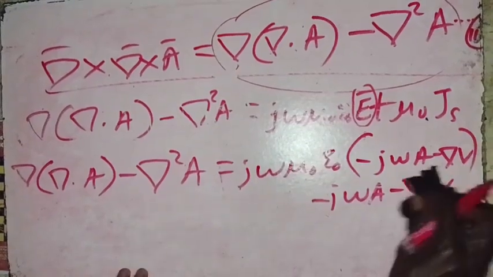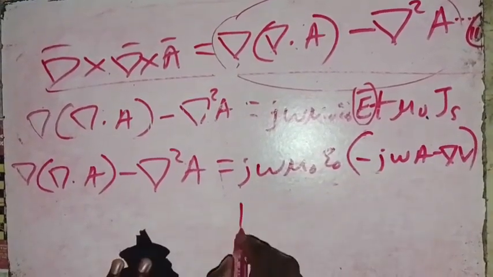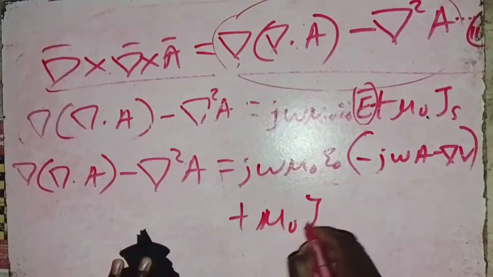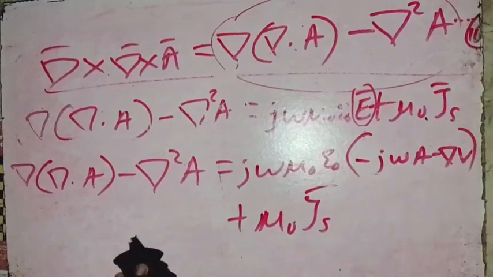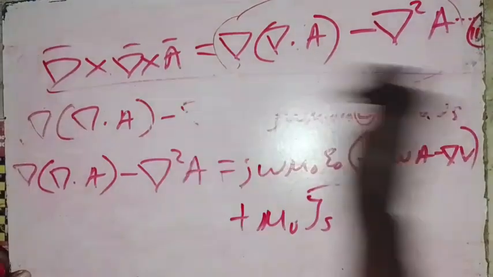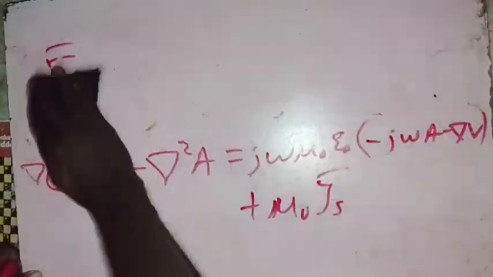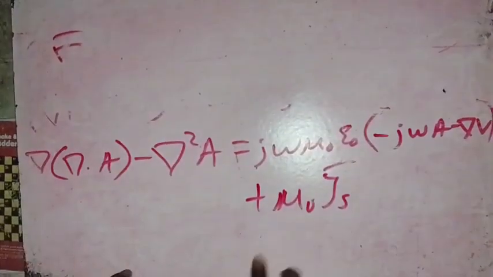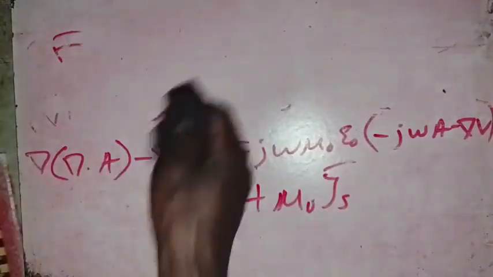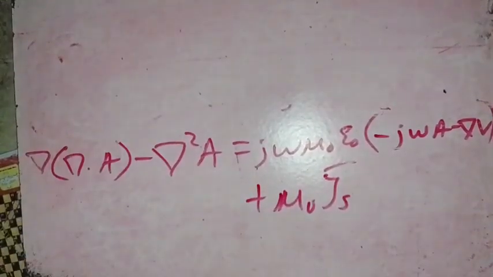I think I still need extra space. Let me just put it down here for this one. Good. So now it's just time to do what? To simplify. And once we simplify this further, we are going to land at equation 12 we have in our notes. Let's do that quickly.